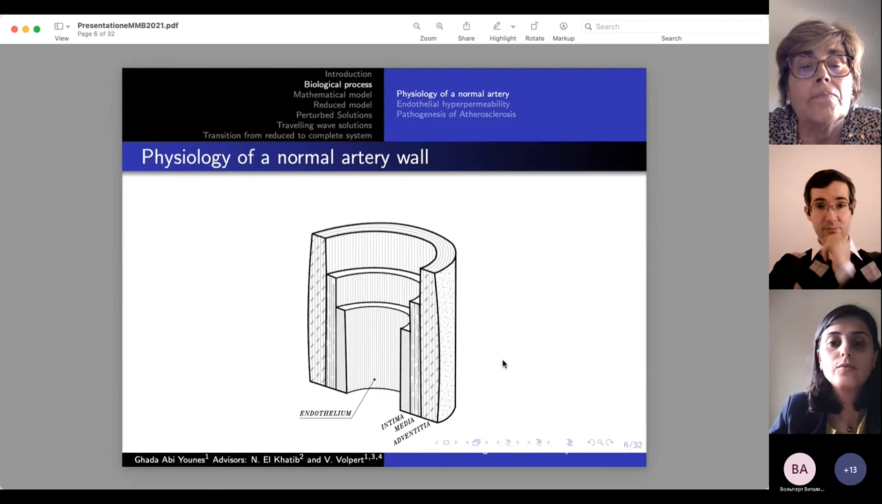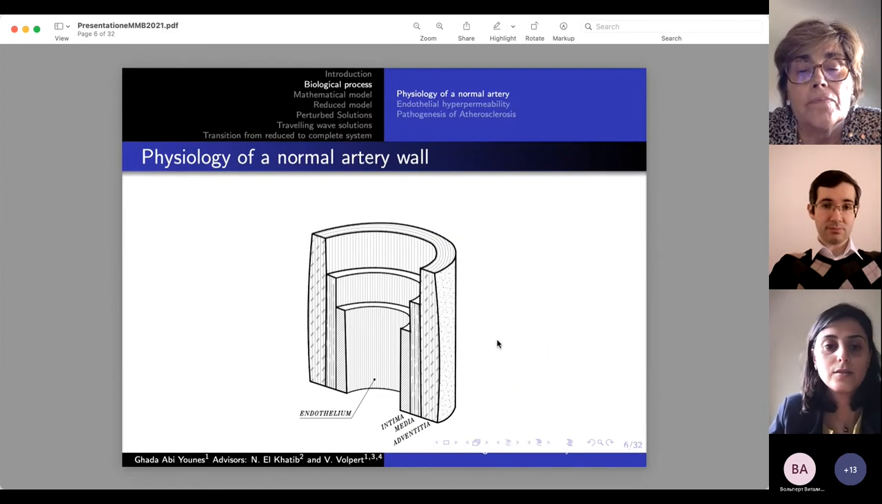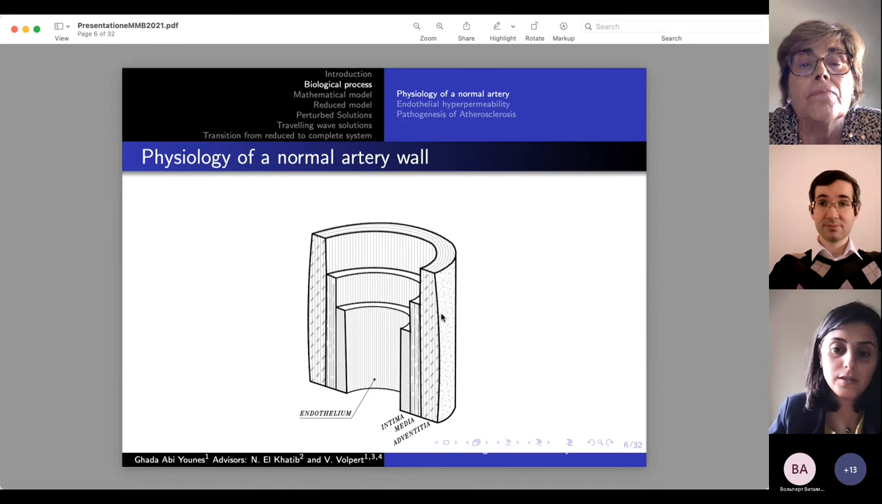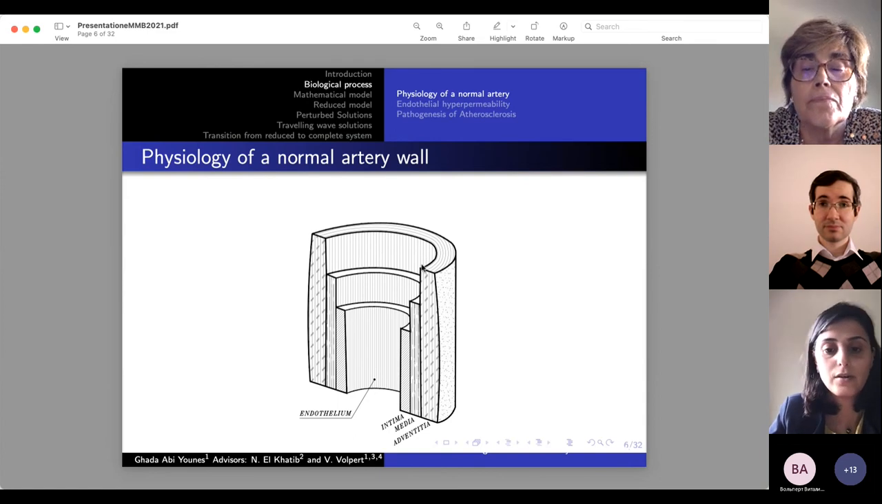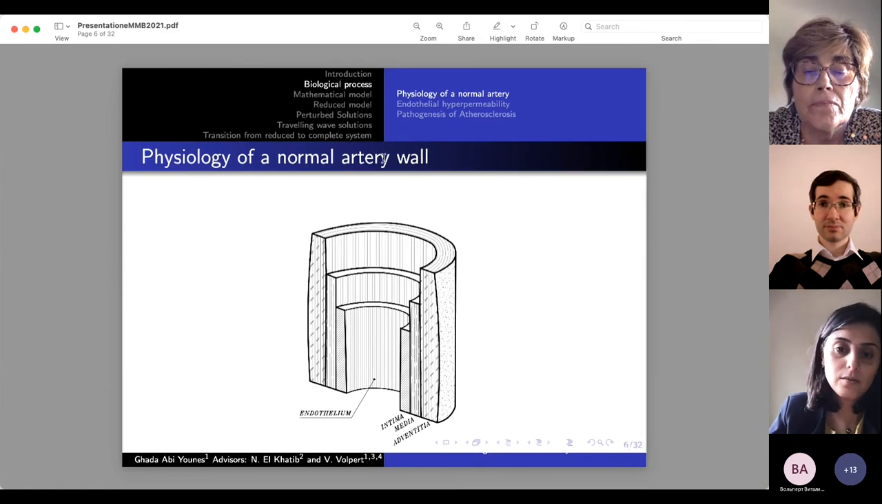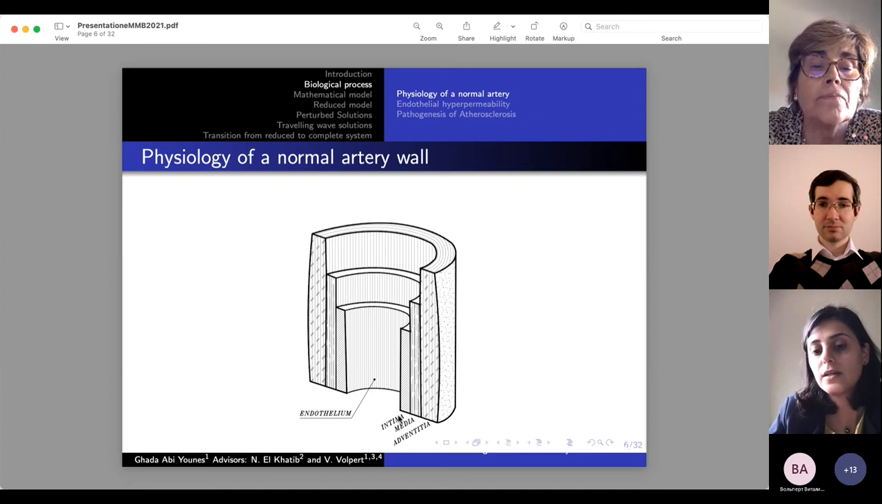Before moving to the pathogenesis of atherosclerosis, let me give you a quick glance at the physiology of a normal artery. So here we can see a cross-section of a normal artery. And this is the lumen where the blood circulates. One can notice that the arterial wall comprises three different layers, the intima, the media, and the adventitia. And moreover, we have a selective barrier here called the endothelium. In fact, it separates the lumen, where the blood circulates, from the arterial wall.